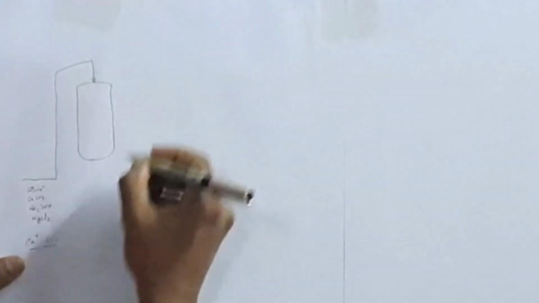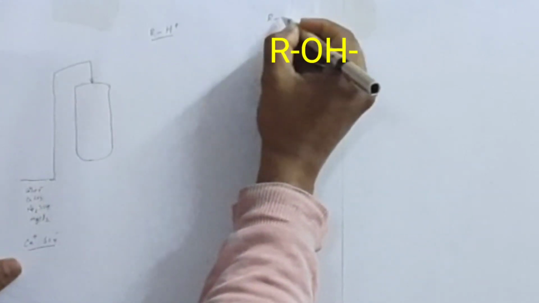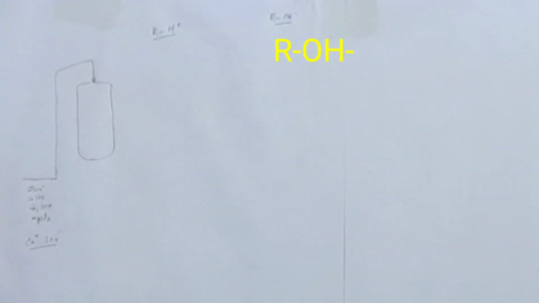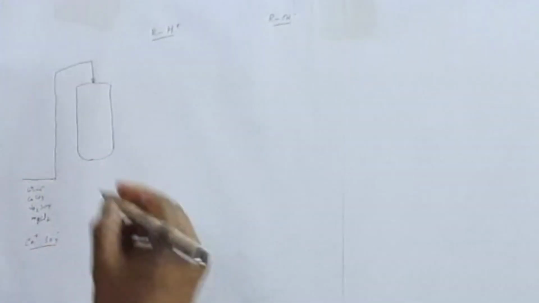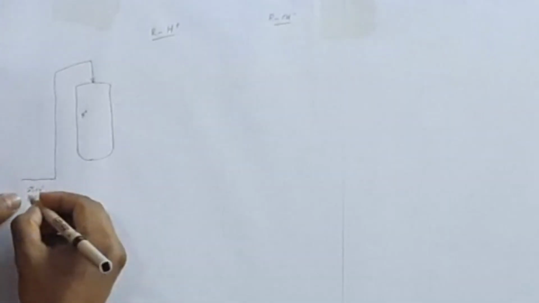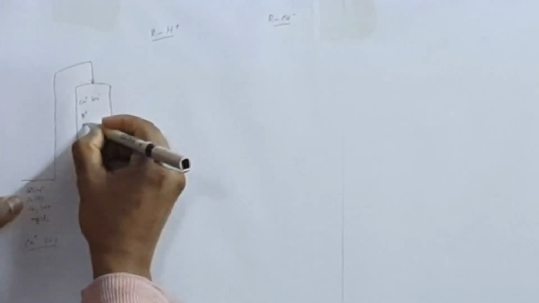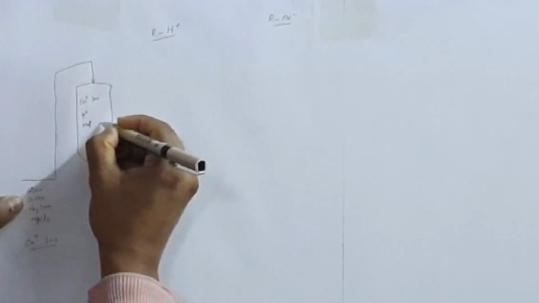Earlier I told you that two types of resin are available: one is called cation resin, another is called anion resin. Cation resin is represented as R H plus ion, and anion resin is represented as R OH minus ion. You have to remember these two points. The cation resin has hydrogen ions available. When the hardness or salt enters, calcium ion plus sulfate ion, magnesium ion plus chloride ion are available in this water.